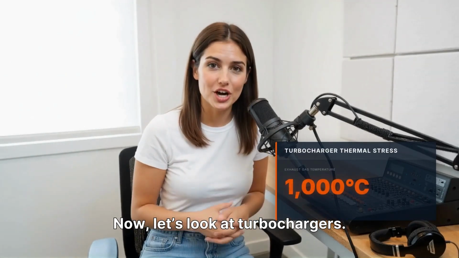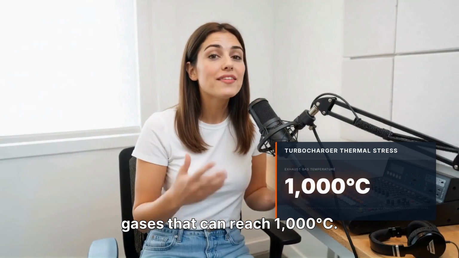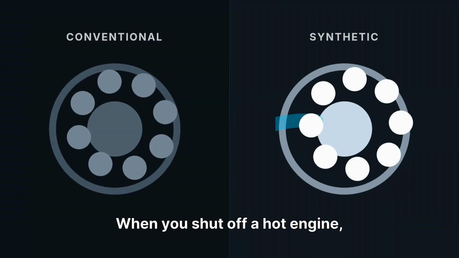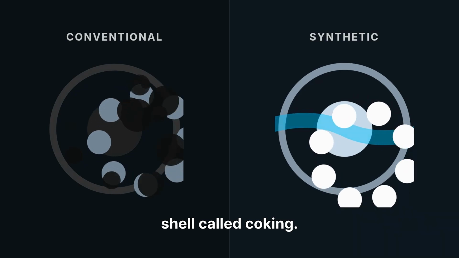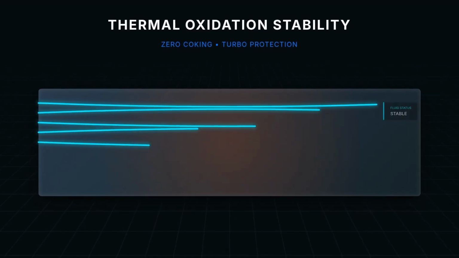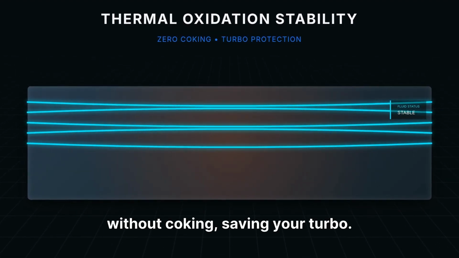Now let's look at turbochargers. The turbine side is driven by exhaust gases that can reach 1000 degrees C. Heat is the enemy. When you shut off a hot engine, the oil flow stops. Mineral oil bakes into a hard carbon shell called coking. Synthetic oil's vastly superior thermal oxidation stability means it can survive this heat soak without coking, saving your turbo.